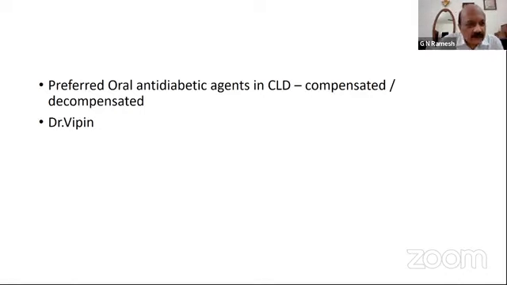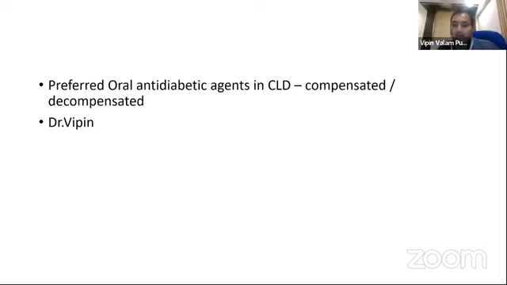I think we've had a lot of discussion, but Vipin, I will just ask you to tell us, in well-compensated liver disease, is there any oral anti-diabetic drug you will not recommend? Yes. In well-compensated, Child A. Regarding the compensated liver disease, my preference is metformin, DPP-4 inhibitor, followed by SGLT2 inhibitor or GLP-1 receptor agonist. These are the 4 important things that I would like to consider.